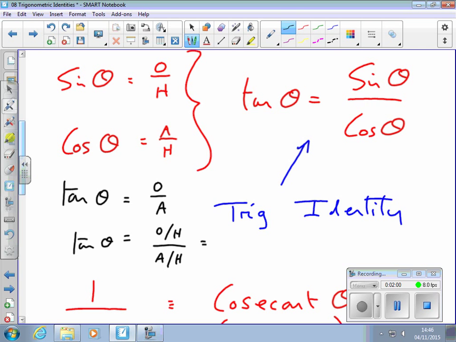But that equals opposite over hypotenuse times hypotenuse over adjacent. Because if I have this second fraction, when I divide by a fraction, I invert and multiply. So instead of dividing by a over h, I multiply by h over a. So I can write that. And now we see that these cancel. And so it just equals opposite over adjacent, which is what the tangent of theta is, opposite over adjacent. So we've proved that identity, that tan theta is sine theta over cos theta.